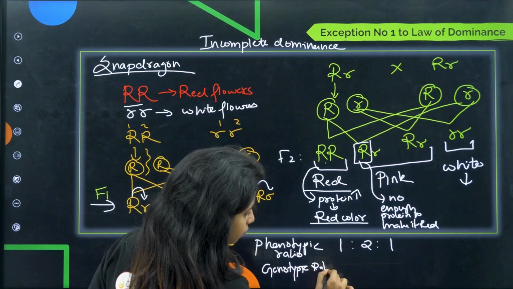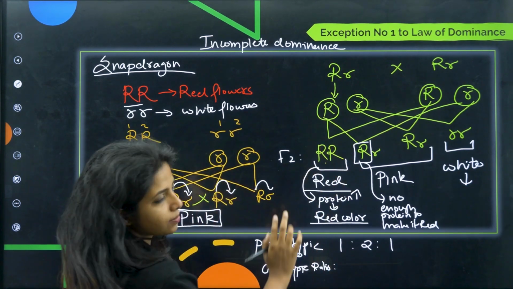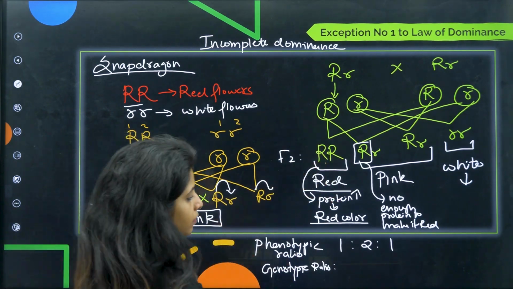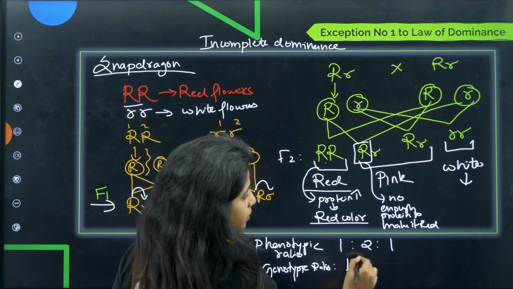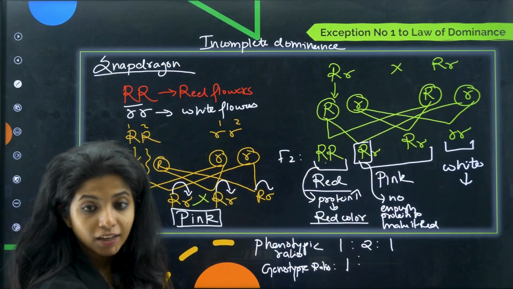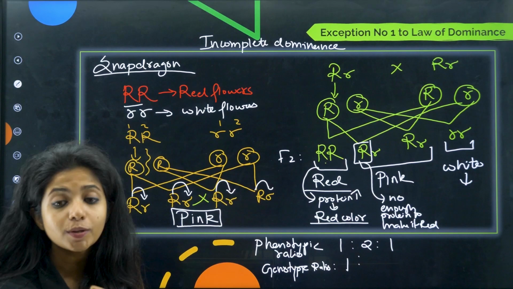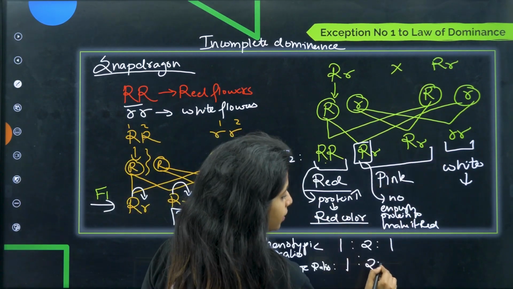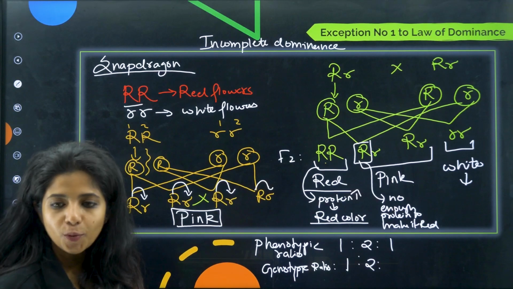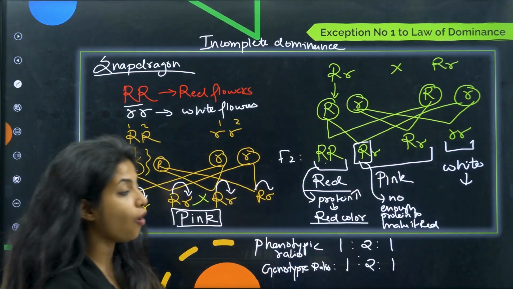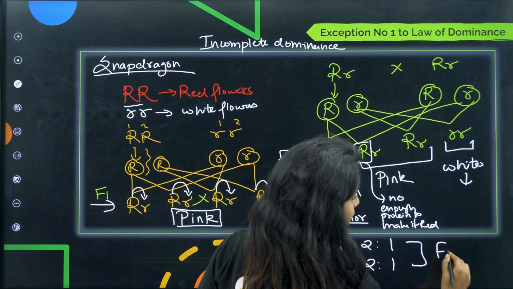Genotypic ratio, as in the ratio of their genes. Both of them are homozygous red, so there is one homozygous red. Then there is heterozygous pink, not heterozygous red, this is heterozygous pink, that is 2. And then there is one homozygous white. So it is 1:2:1. So both phenotypic and genotypic ratio of F2, this is F2, right?